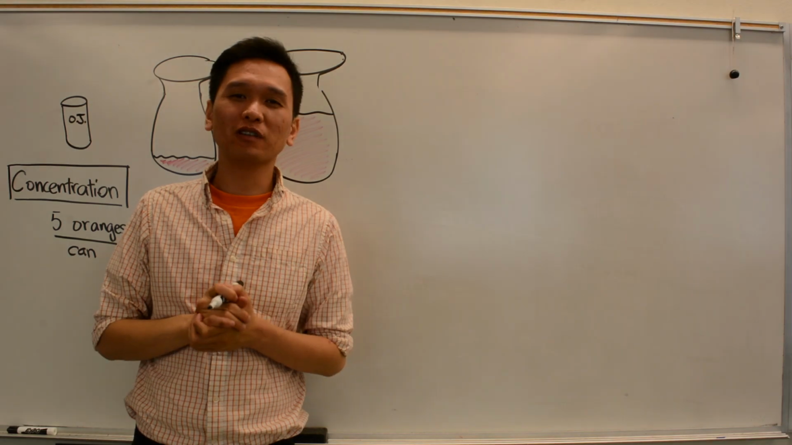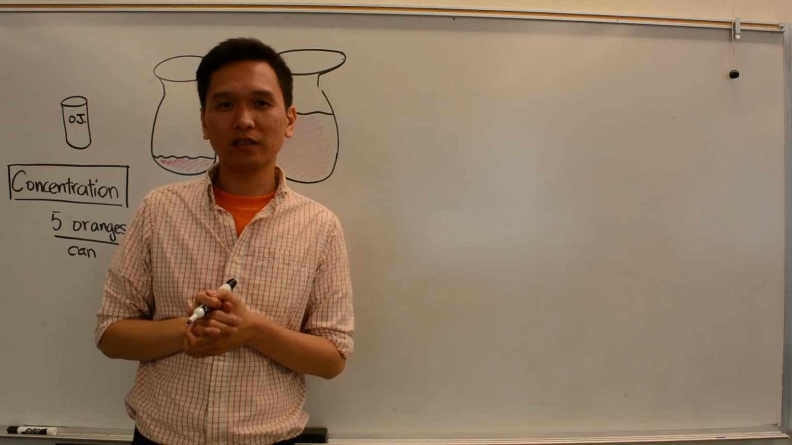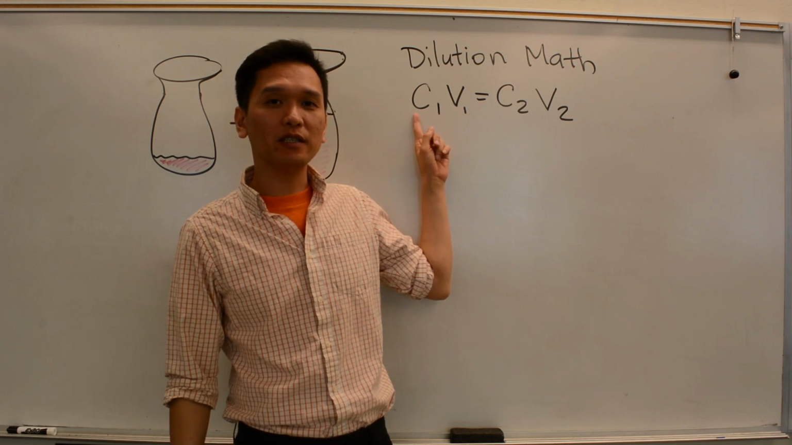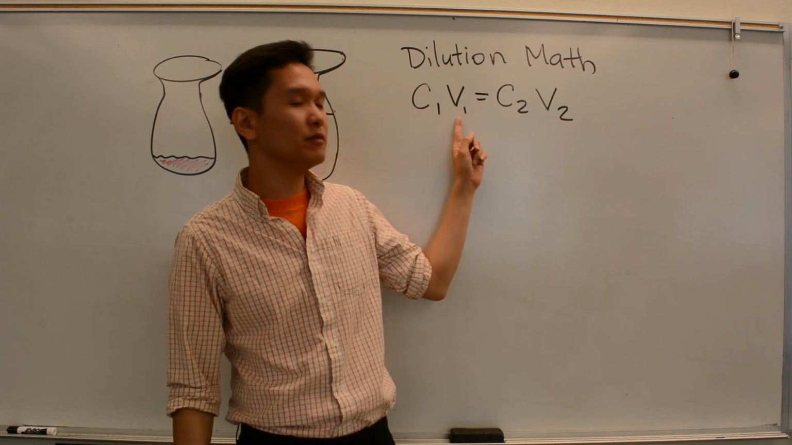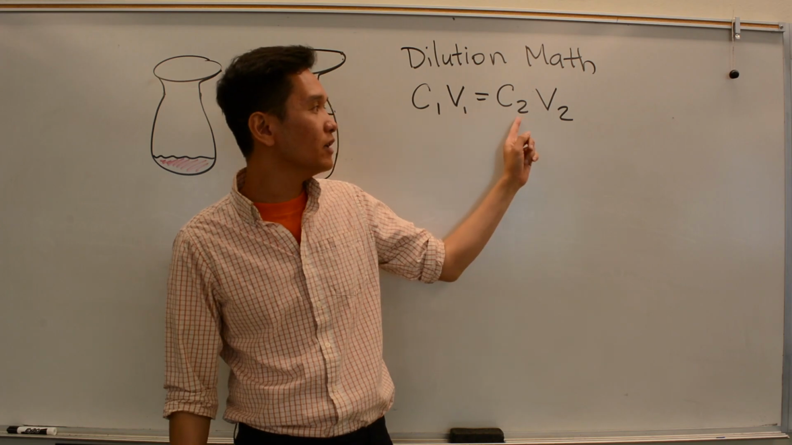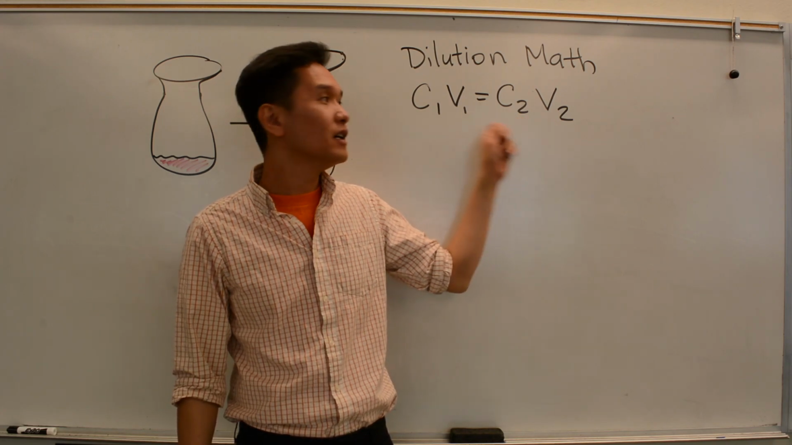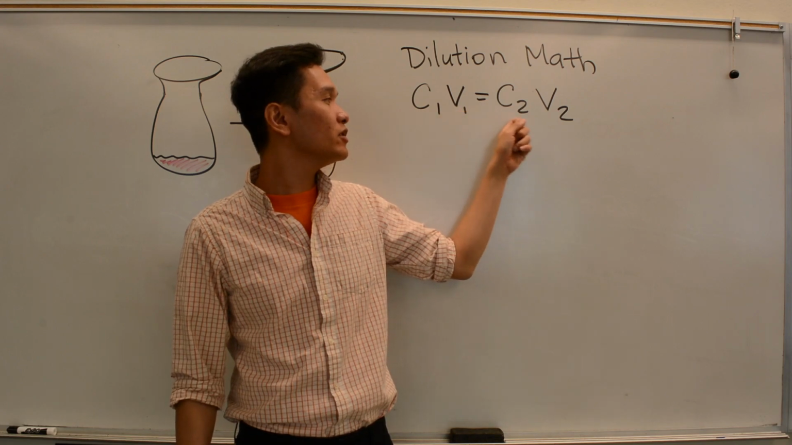In this next section, we will learn about dilutions of solutions. So our equation comes down to be that C1, the concentration in the first condition, times the volume of the first condition is equal to the concentration in the second condition times the volume of the second condition. C1 times V1 is equal to C2 V2.